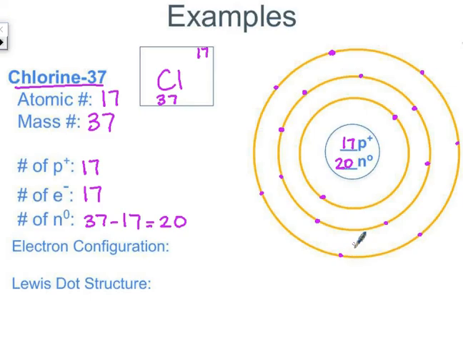So what's my electron configuration? Well, it's not 1, it's not 2, it's 3, so 3 dash. Then I have to figure out how many are in this one. Well, there are 7, so 3-7.